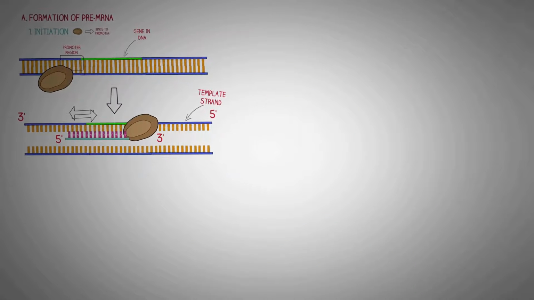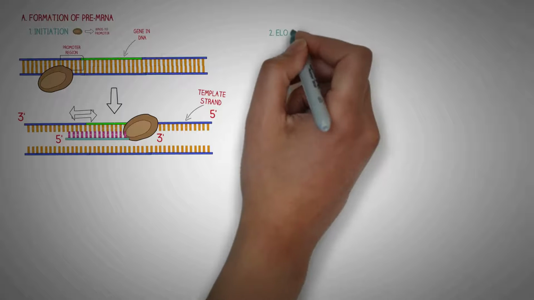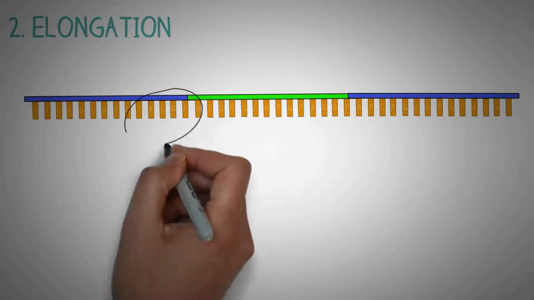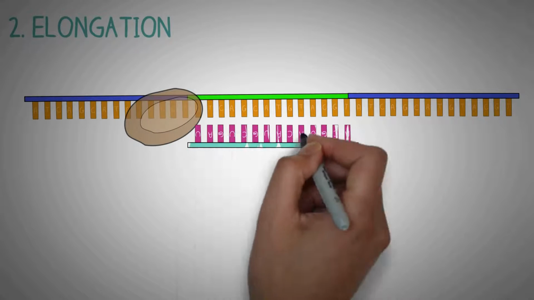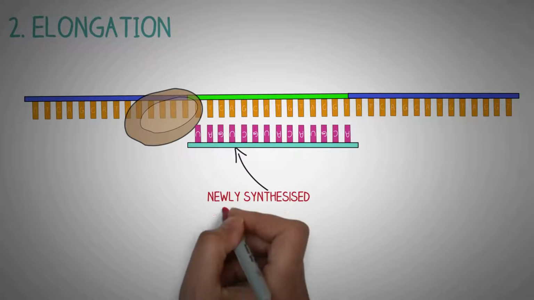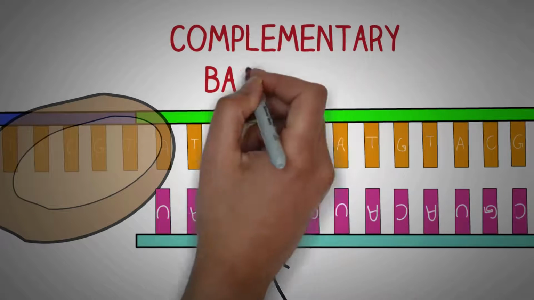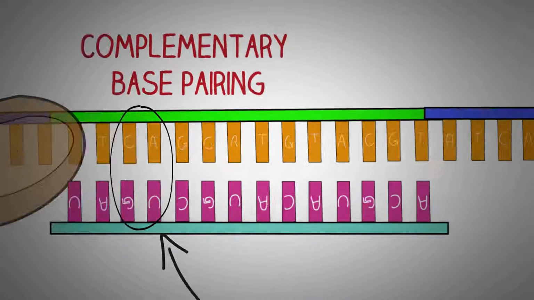So after the RNA polymerase binds to the promoter region of the DNA, the second step in this process is elongation, which is the process of copying the bases on the DNA template strand to form the new complementary RNA strand. The RNA polymerase uses nucleotides according to the base pair complementary rules to create an RNA copy.